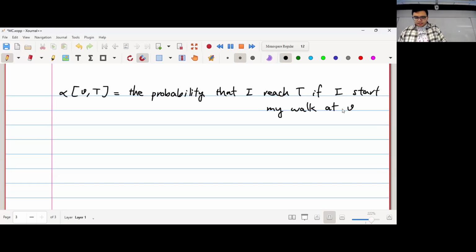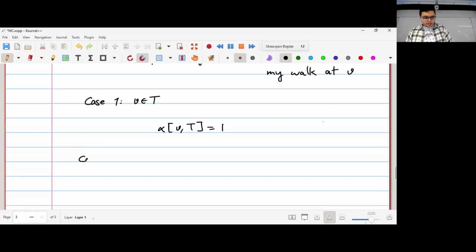Let's do something like this. First of all, let's do a case fork. Let's say V itself is a target vertex. If this happens, what is alpha of V, T? It's 1, right? Because I'm starting at vertex V and I want to reach one of the target vertices, but V itself is a target vertex. So if I start at a target vertex, I'm definitely seeing a target vertex at the very beginning. So the probability is 1. So the other case is if V is not in T.